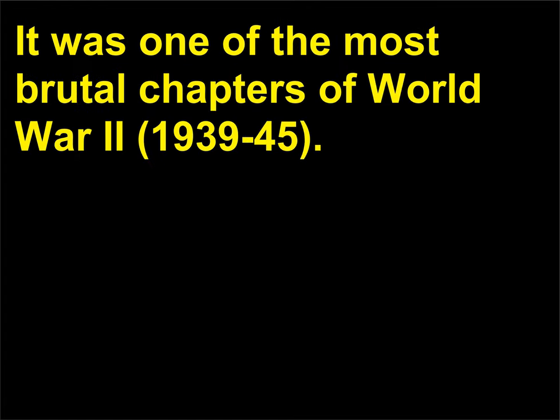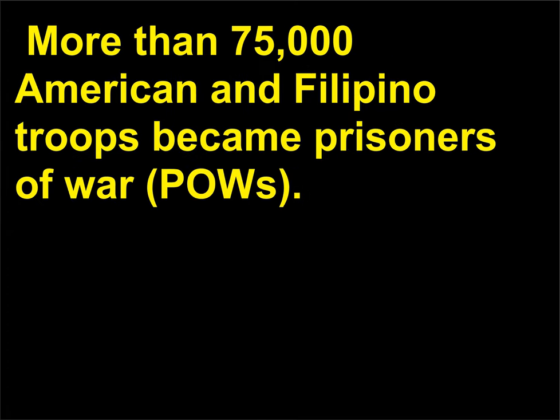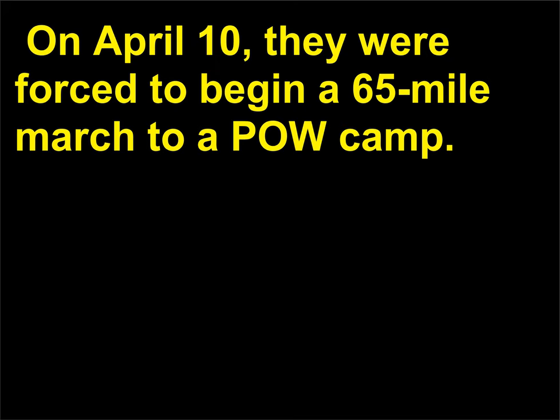It was one of the most brutal chapters of World War II, 1939-45. On April 9, 1942, American forces on the Bataan Peninsula, Philippines, surrendered to the Japanese. More than 75,000 American and Filipino troops became prisoners of war, POWs. On April 10, they were forced to begin a 65-mile march to a POW camp.